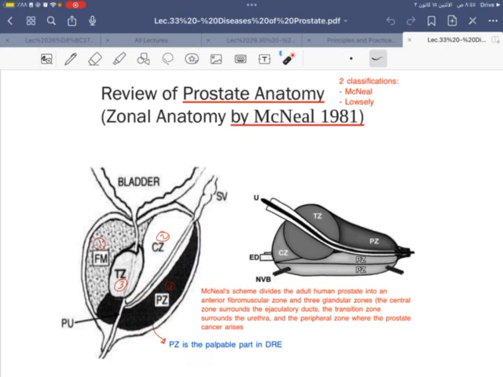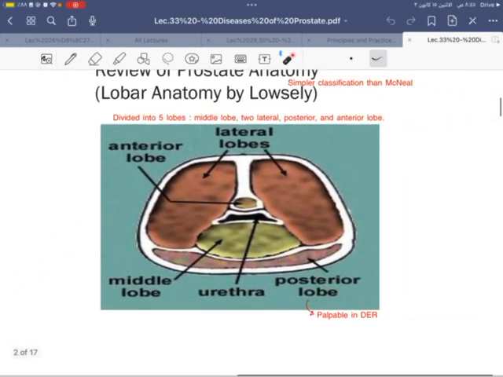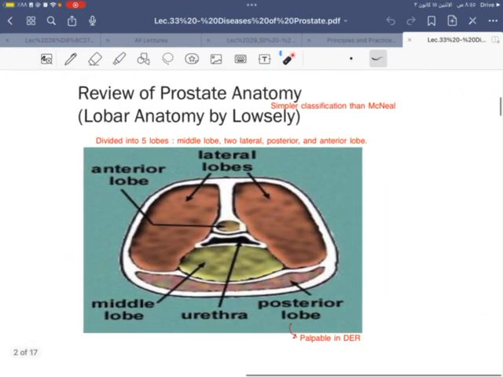Another classification for the prostate anatomy is based on Lowsley, who divided the prostate into lobes. We have the lateral lobe, the anterior lobe, and this is the urethra, you see, the middle lobe, and the posterior lobe. This is much easier than the first one.